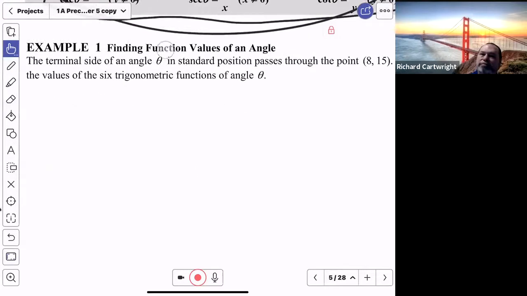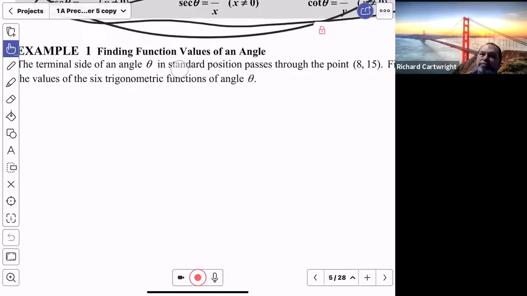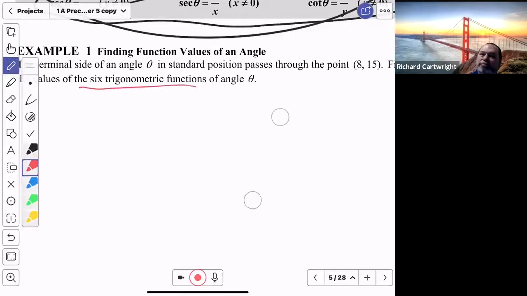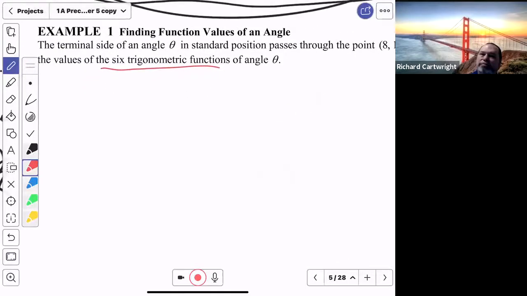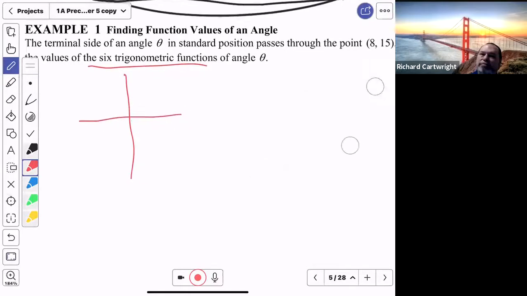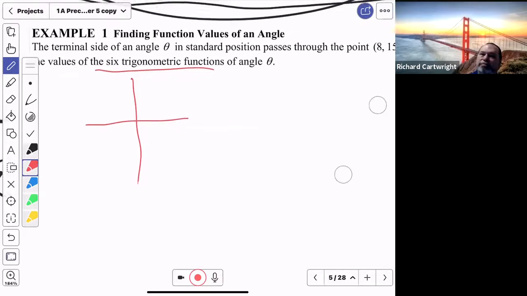Find the functional values of an angle. Okay, we are going to do it today. The terminal side of angle theta in standard position passes through this point, (8, 15). Find all the values of the six trigonometric functions. Okay, so let me draw it.